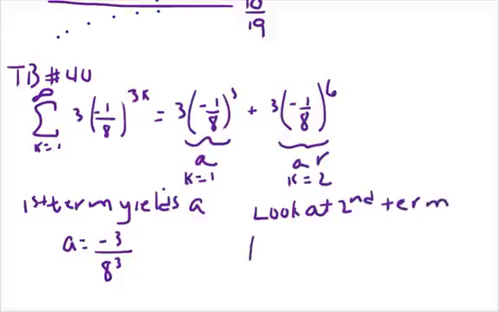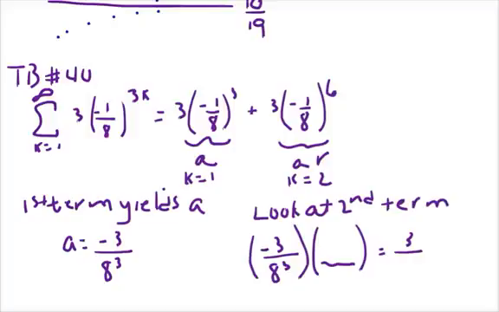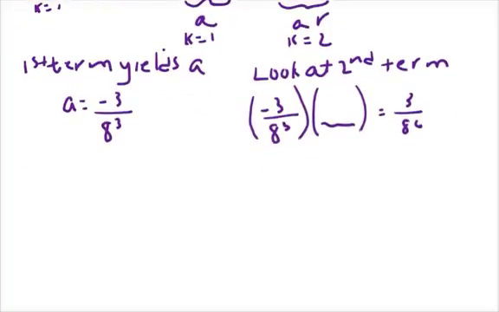And the second term is ar. So here's a. So what times a is going to yield the answer from the series, which is 3 over 8 to the 6th. And notice how the sign alternated there. So we're going to look at that and solve that equation. All right, so therefore you have that a is equal to minus 3 over 8 cubed. And r has to be negative 1 over 8 cubed.